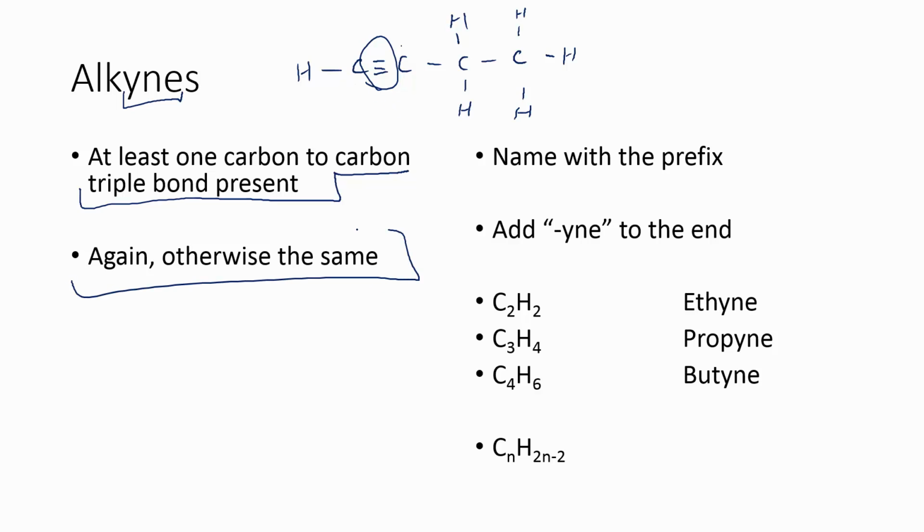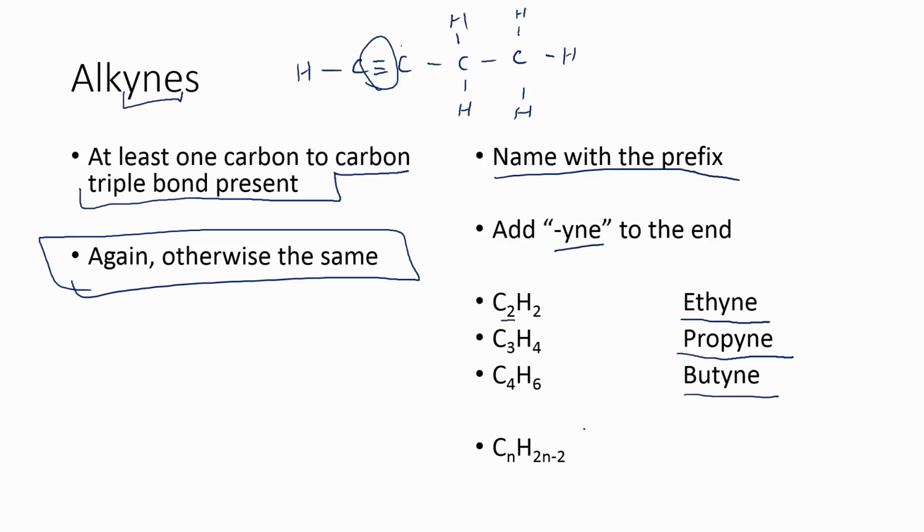But again, otherwise, we're looking at the same basic naming strategy: name with the prefix first, add YNE to the ending, and that's as hard as it gets. So 2 carbons, triple bonded would be ethyne. 3 carbons, where one of them is triple bonded, would be propyne. 4, butyne, etc. So the general pattern for the molecules for alkynes, YNE ending, would be twice as many hydrogens, but then subtract 2 from that total compared to the number of carbons.